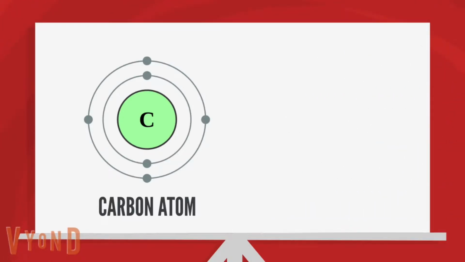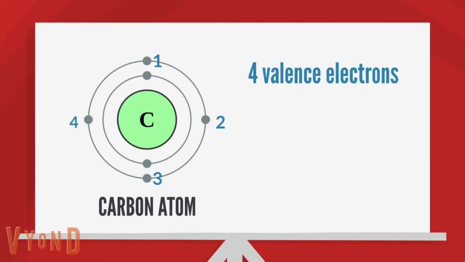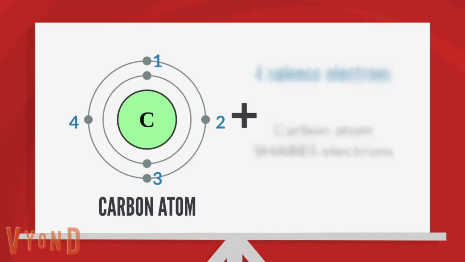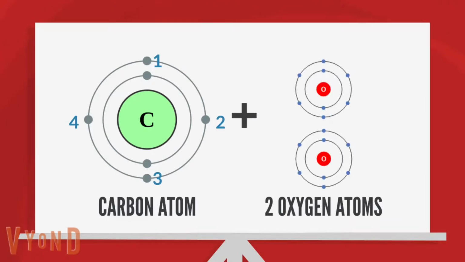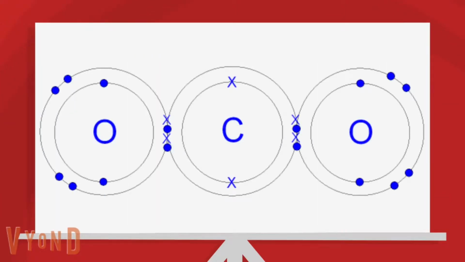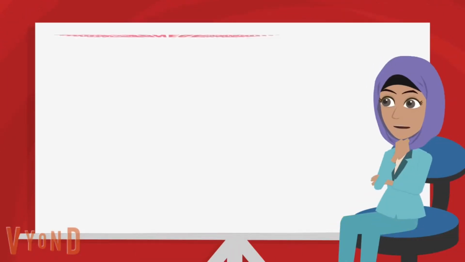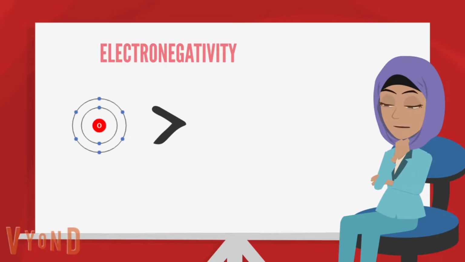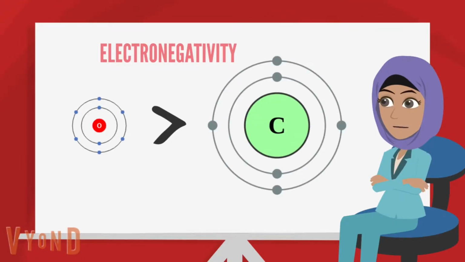Let's take a look at carbon atom. As we all know, carbon atom has 1, 2, 3, and 4 valence electrons. In order for carbon atoms to complete its octet, it shares electrons. So, two oxygen atoms combine to the carbon atom so they form CO2, also known as carbon dioxide. But the question is, how can we be sure that oxygen is more electronegative than carbon?